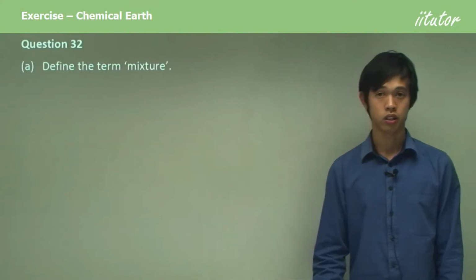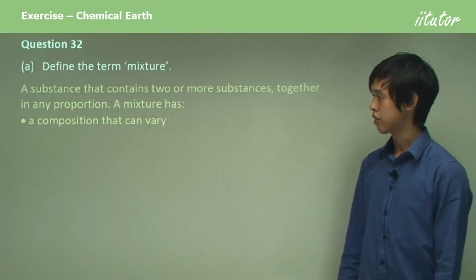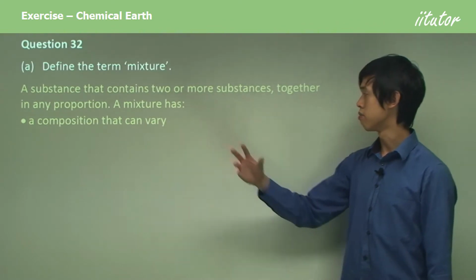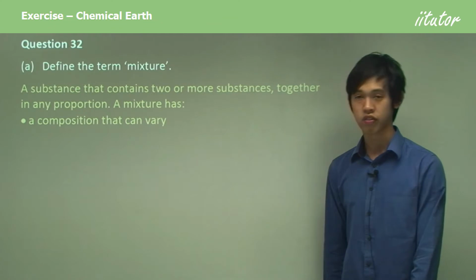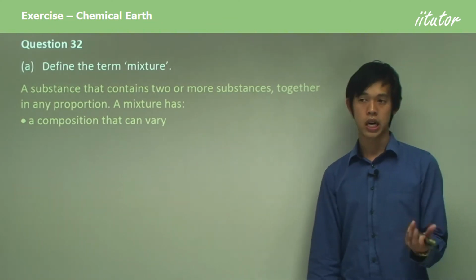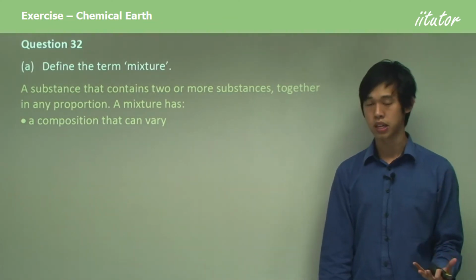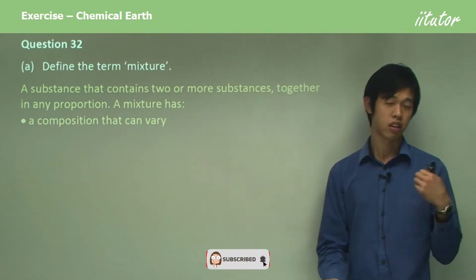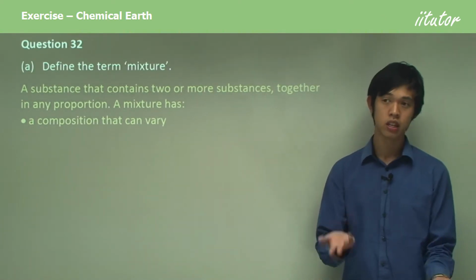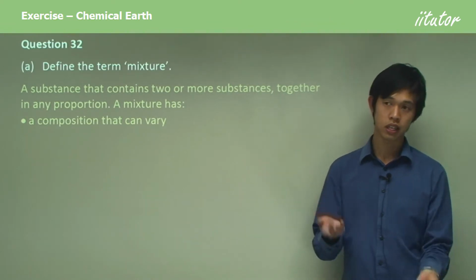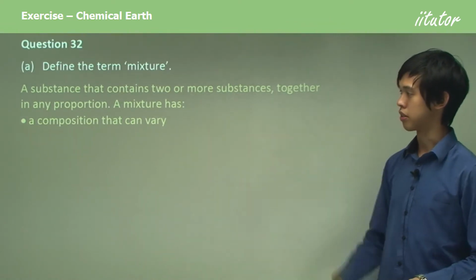Define the term mixture. Okay. So a mixture is a substance that contains two or more substances together in any proportion. Okay, so if I had ethanol and water, I could have 99% ethanol, 1% water. I could have 99% water, 1% ethanol, and anywhere in between. 50-50, 45-65, doesn't matter. Any proportion.